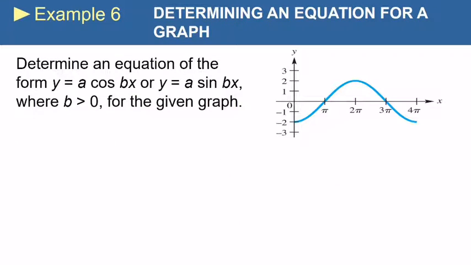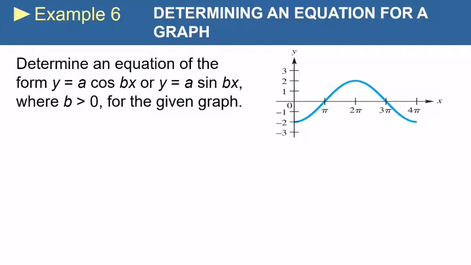Now it will happen sometimes that you'll be given a graph and asked to come up with the function that it came from. So what you really need to do in those cases is come up with the a and the b. If you can find the a and the b, and you can identify whether your pattern is a sine or a cosine pattern, then you've got the function right there.